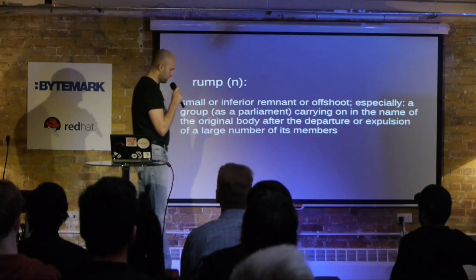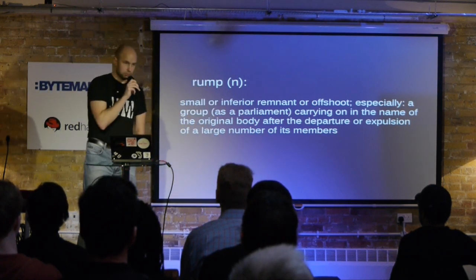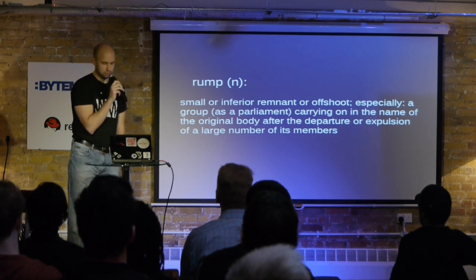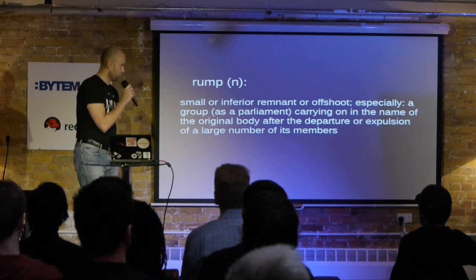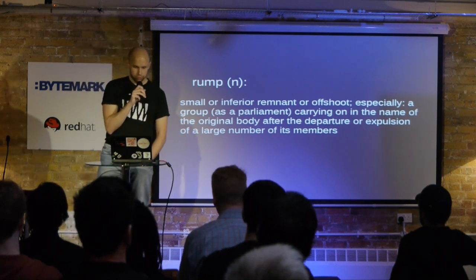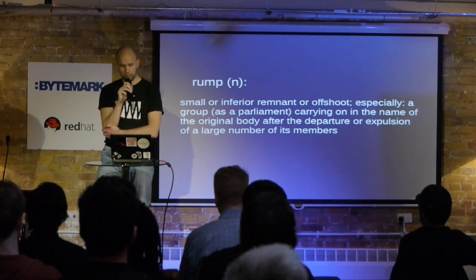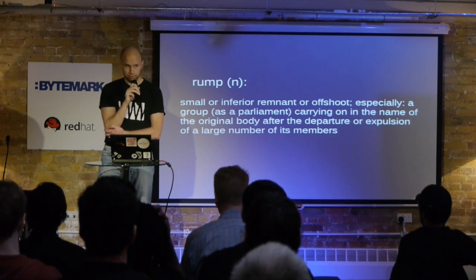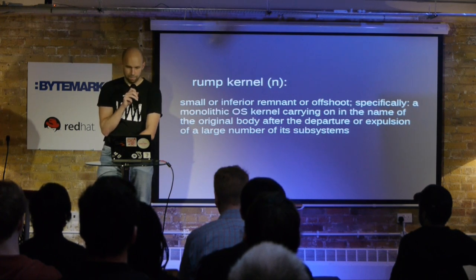Okay, so then the big question: why is it called a rump kernel? If you look up the word rump in a dictionary, and also if you look up the correct definition, you'll find this: small or inferior remnant or offshoot, especially a group, as in a parliament, carrying on in the name of the original body after the departure or expulsion of a large number of its members. So maybe some people are already seeing where this is going.